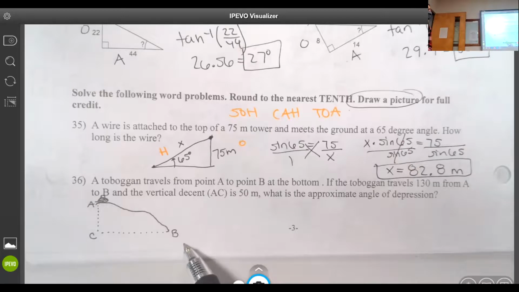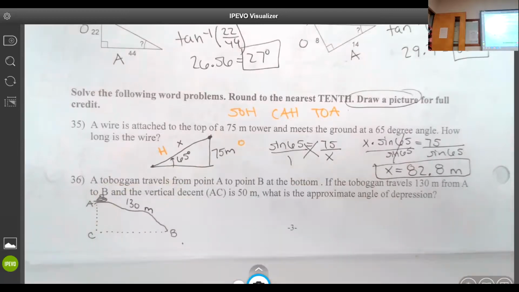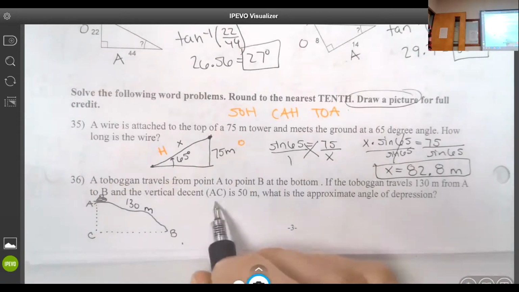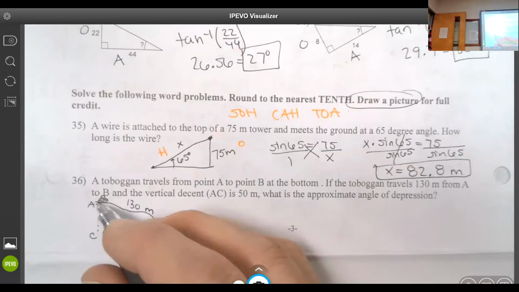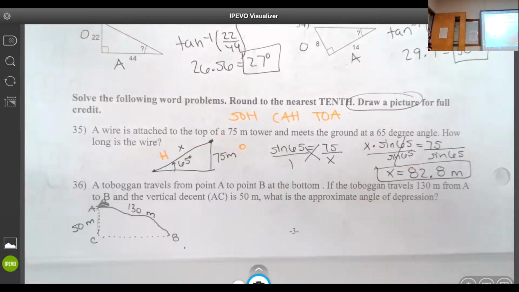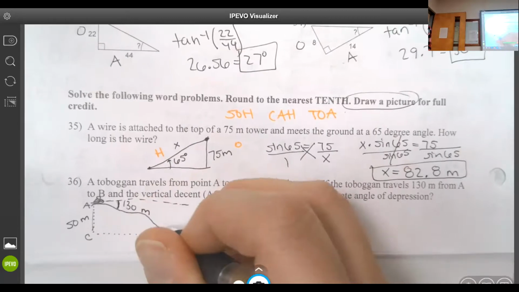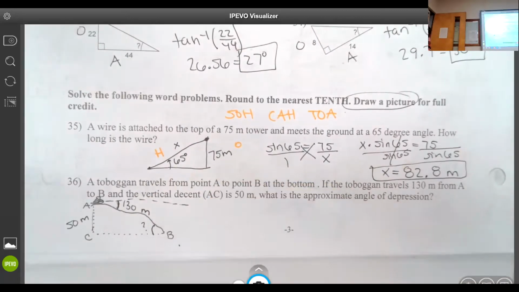The toboggan travels from point A to point B. If the toboggan travels 130 meters from A to B, and the vertical descent, which it even tells you is AC, so the height is 50 meters. What's the approximate angle of depression? So what that means is there's an angle here that's matched here. It's saying, what's this angle? What that hill is at what degree measurement?